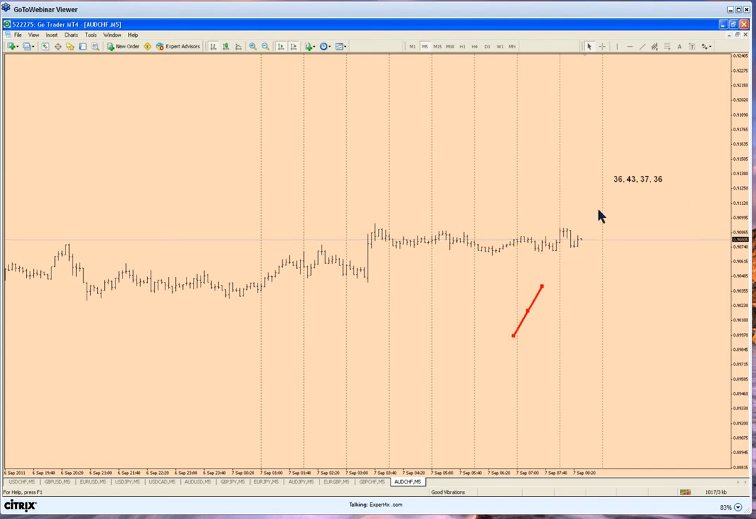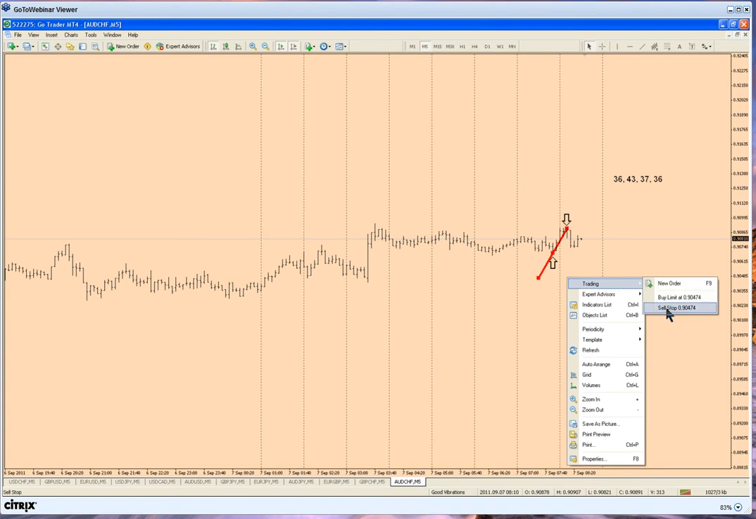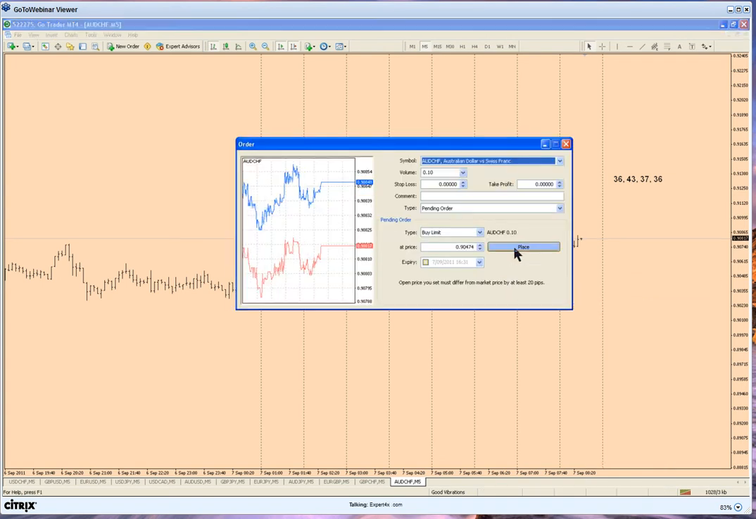There we are. Right. So now this one's got some nice bouncing points, so very easy to trade this one. There we go, and there we go. Okay. So much easier to trade this one. So we need, oops, we need a buy limit there.